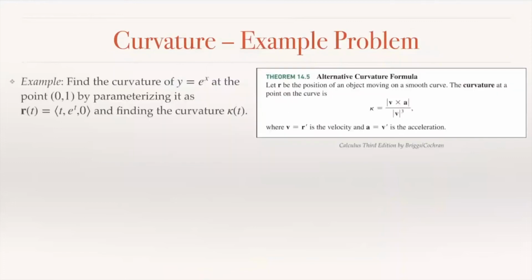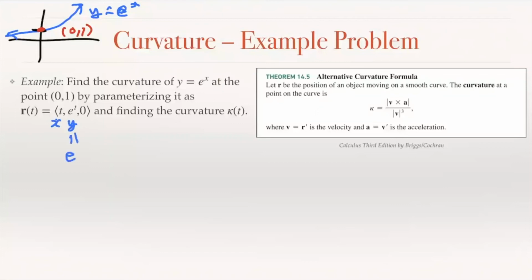Let's do an example. Let's find the curvature of y equals e to the x. Let's just visualize the picture. At (0, 1). And to find that curvature, we first need to parameterize it. A nice way to parameterize it, kind of the default way, is to just let x be t. So x is t, and y, which is equal to e to the x, but x is now t, so that's e to the t. And we have this z coordinate of 0.